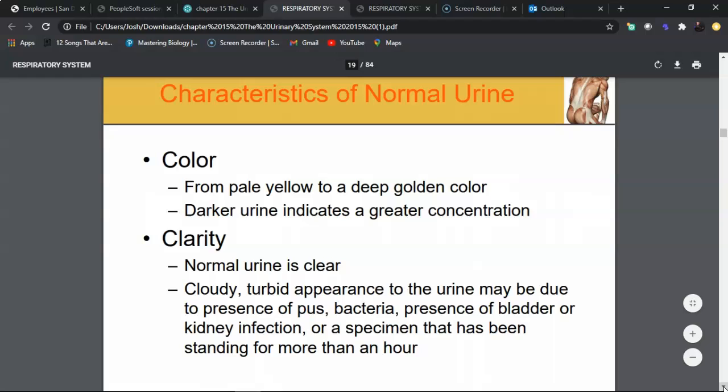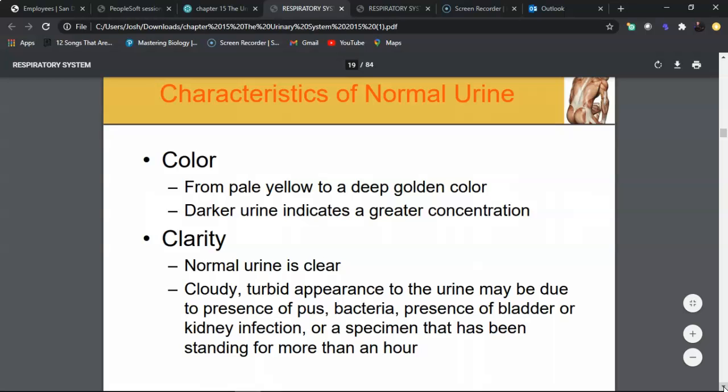Then we can look at the clarity. That's another physical inspection, okay? Normally, urine is clear. When we start seeing cloudy or turbid urine, those two words are synonymous, it can indicate that perhaps there is infection, because that cloudiness or turbidity can indicate pus or the presence of bacteria, or some form of an infection.